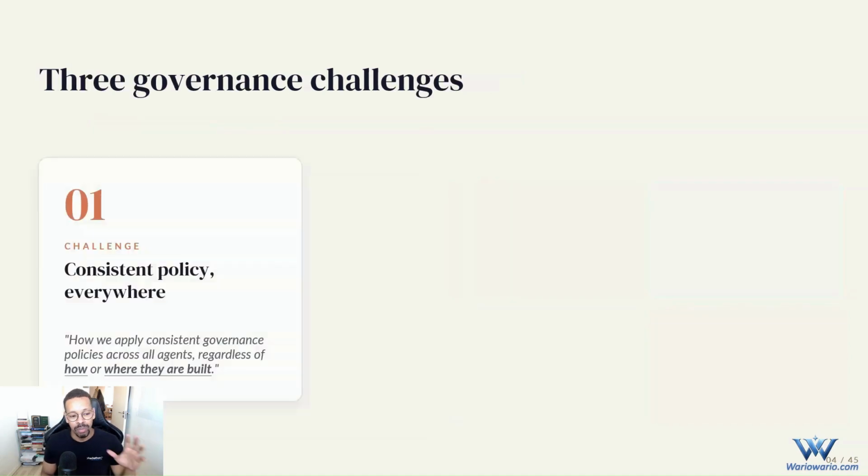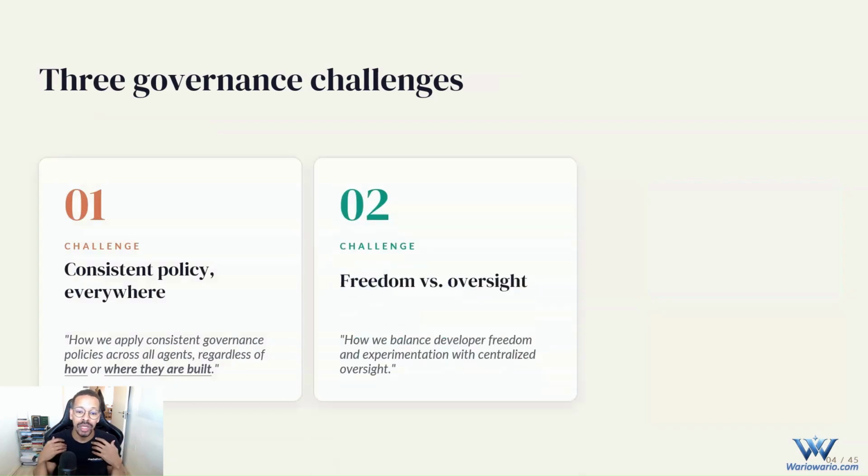The first is a consistent policy everywhere. How do we make sure that each agent that is created is following a consistent policy? And this is quite political also: how do we balance freedom and oversight? Where do we put innovation and control? So how do we balance this? This is a political question in most of the customers I've worked with.